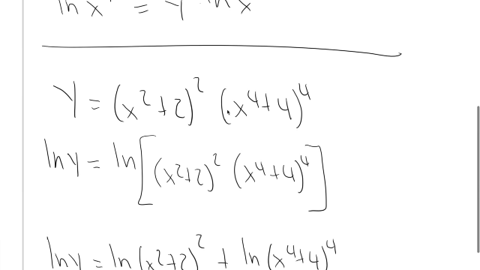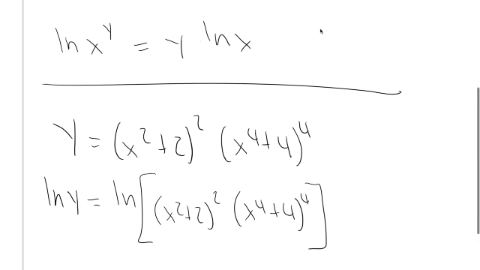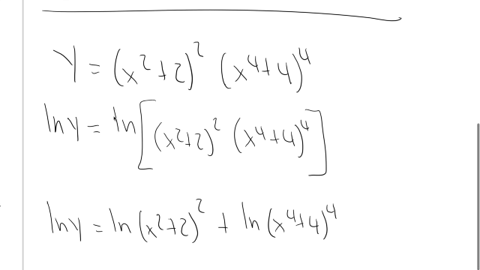Now, you remember that previously I showed you that the natural logarithm of the product x times y is the same as natural logarithm of x plus natural logarithm of y. So what we're going to do here is that now this is not going to be the natural logarithm of the product, but it's going to be natural logarithm of y equal to natural logarithm of (x squared plus 2) to the power of 2 plus natural logarithm of (x to the 4 plus 4) to the power of 4. It's starting to look a little less complex.